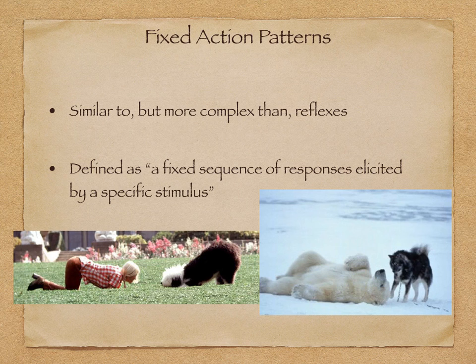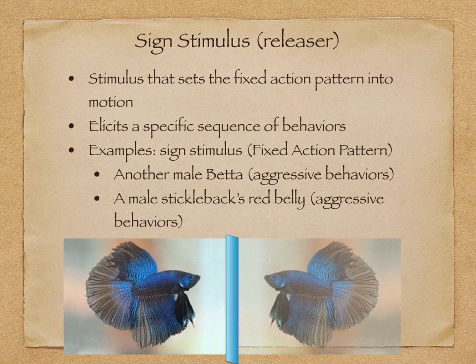Fixed action patterns we talked about, similar to but more complex than reflexes. That's a fixed sequence of responses elicited by a specific stimulus. We talked about sign stimuli, which are releasers. Releasers are social versions of sign stimuli. That's the stimulus that sets the fixed action pattern into motion. So when we talked about the gray-legged goose moving their eggs back into the nest, all they have to see is a roundish type object outside of the nest to trigger that fixed action response.